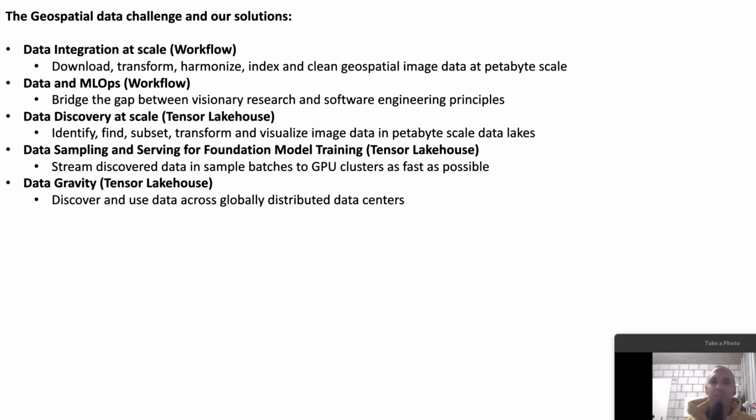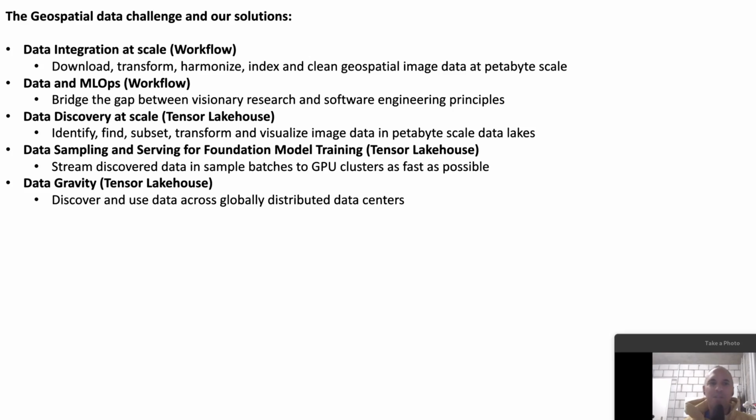So we bridge the gap between visionary research and software engineering principles, because we have very skilled researchers. So we have atmospheric physicists and all those guys. No, they code, but we need to make sure that this code is production ready. That's why we have a CI/CD pipeline, which takes care of various tests and deployment and automation and so on.